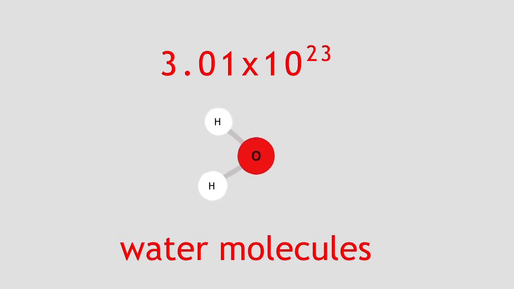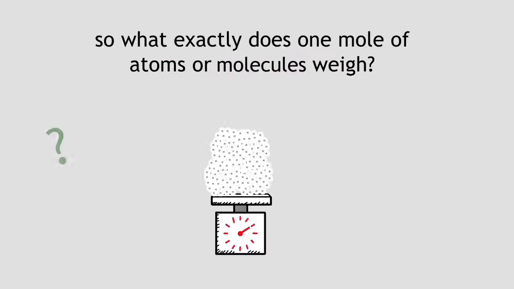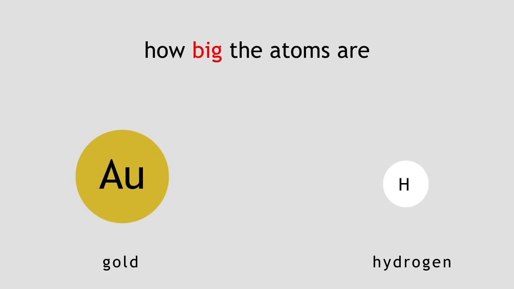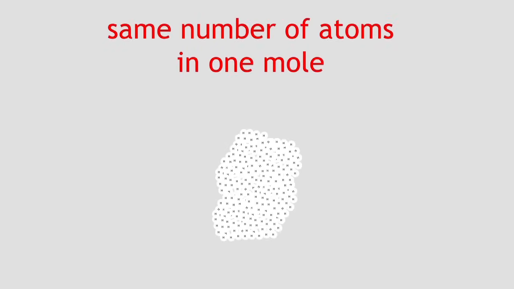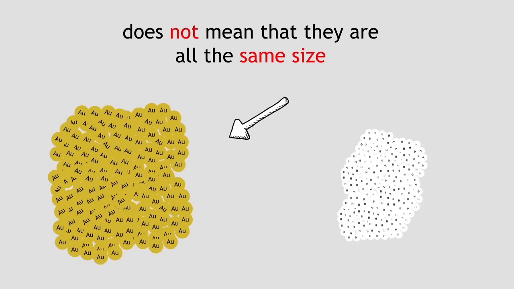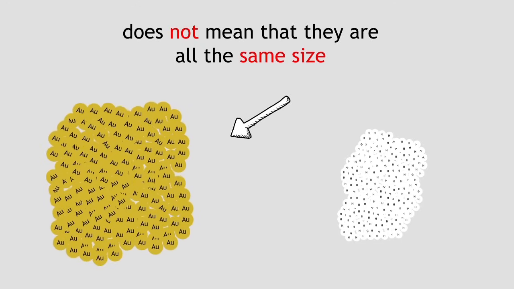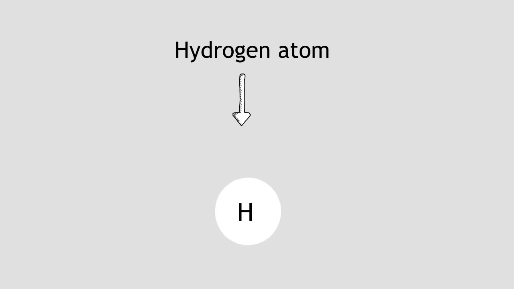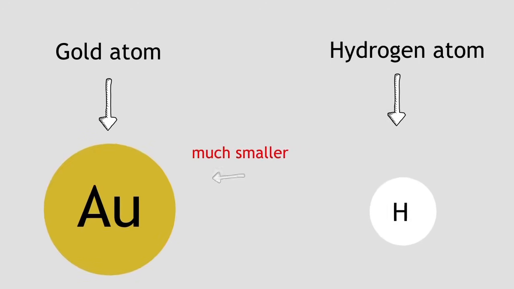So what exactly does 1 mole of atoms or molecules weigh? Well, this just depends on how big your atoms are. Just because we've the same number of atoms in 1 mole, it does not mean that they are all the same size. For example, you're probably aware that a hydrogen atom is much smaller than a heavy gold atom.